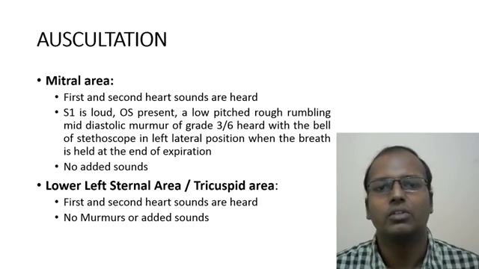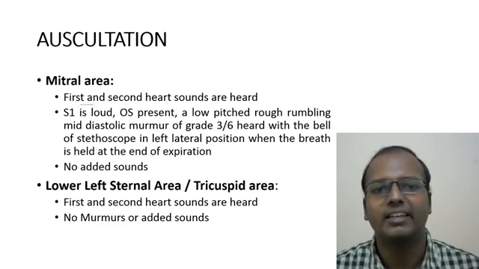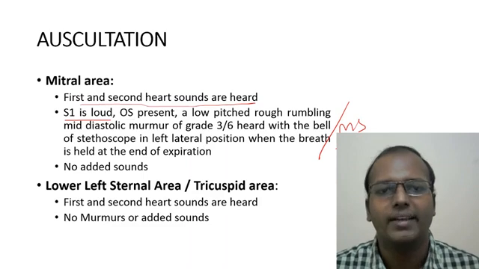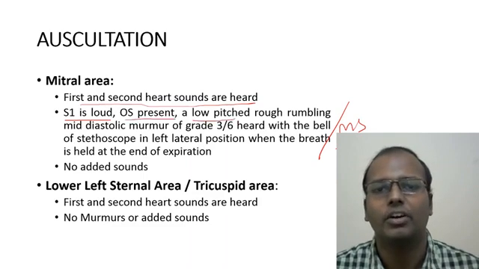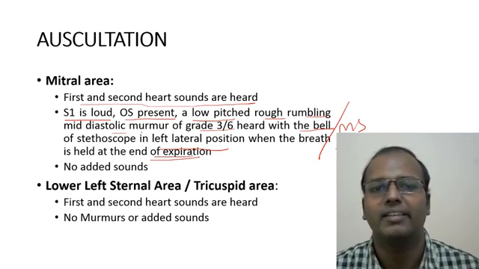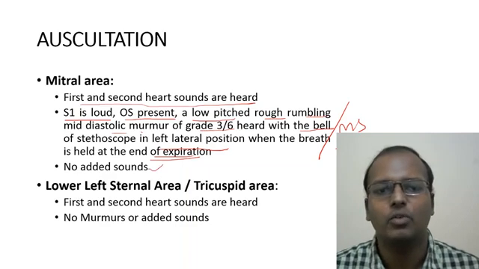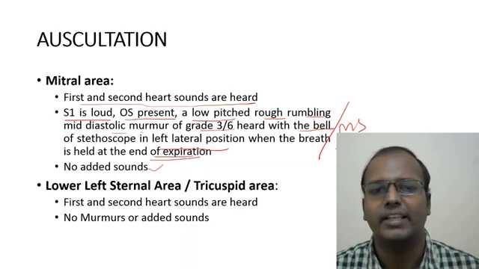So you have to mention like this: first and second heart sounds are heard, S1 is loud. This is a case of mitral stenosis. The classical description: opening snap is present, a low pitched, rough, rumbling, mid diastolic murmur of grade 3/6 heard with the bell of the stethoscope in left lateral position when the breath is held in end expiration. See the description. It is very important to describe the murmur properly. That creates a good impression on the examiners, and you are expected to explain each and everything. And you can mention no other added sounds, which include S3 or S4.